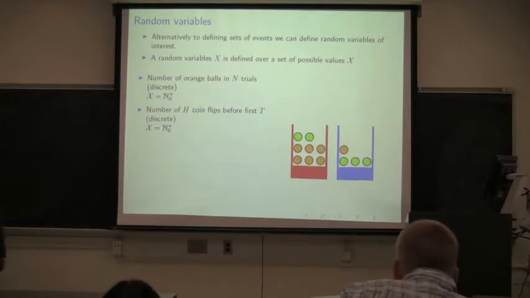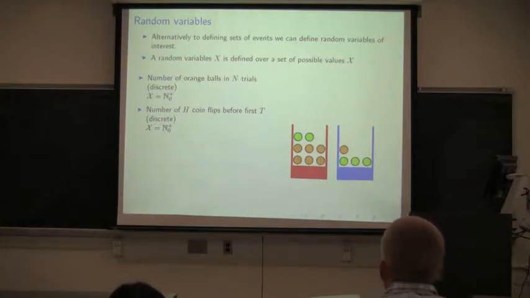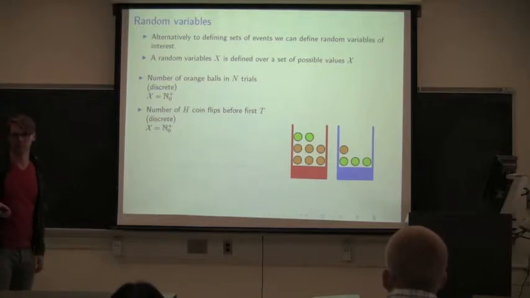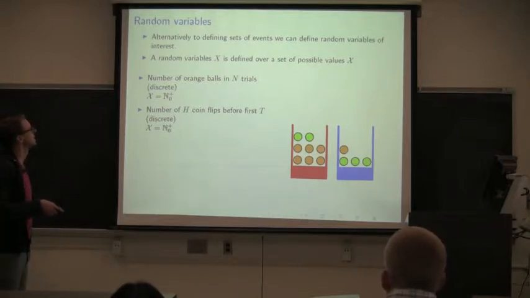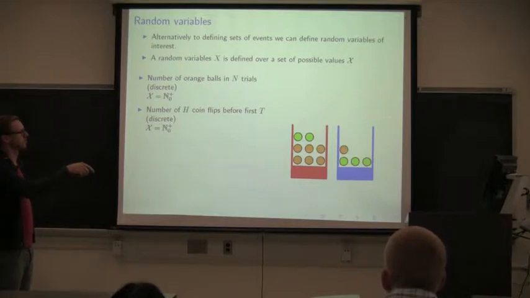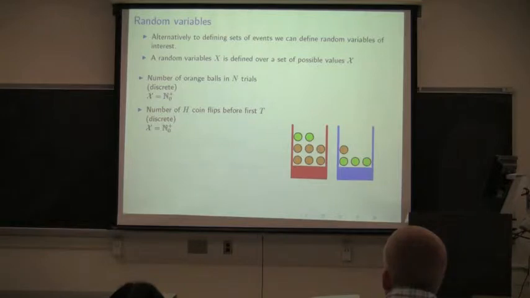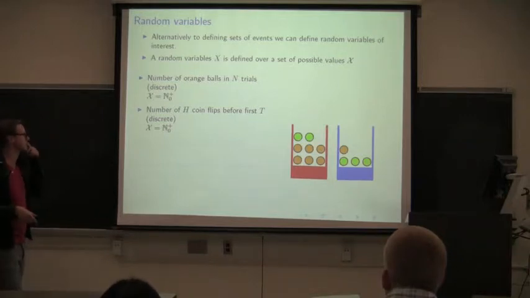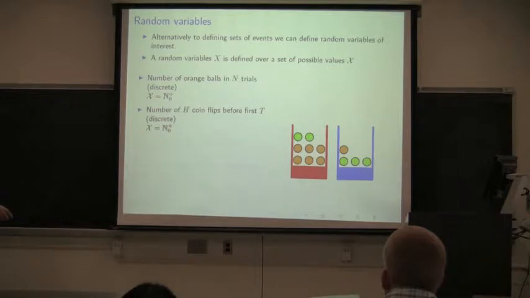Random variables are basically a way of defining variables from events, variables of interest. They have a set of possible values. For example, the number of orange balls that we pick out in n trials is a natural number. Or the number of heads that we flip with a coin before we flip the first tails is also a natural number.